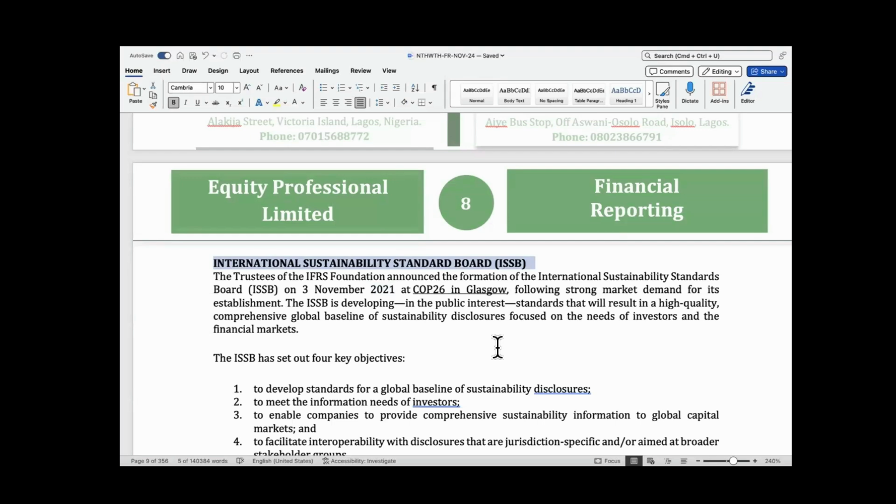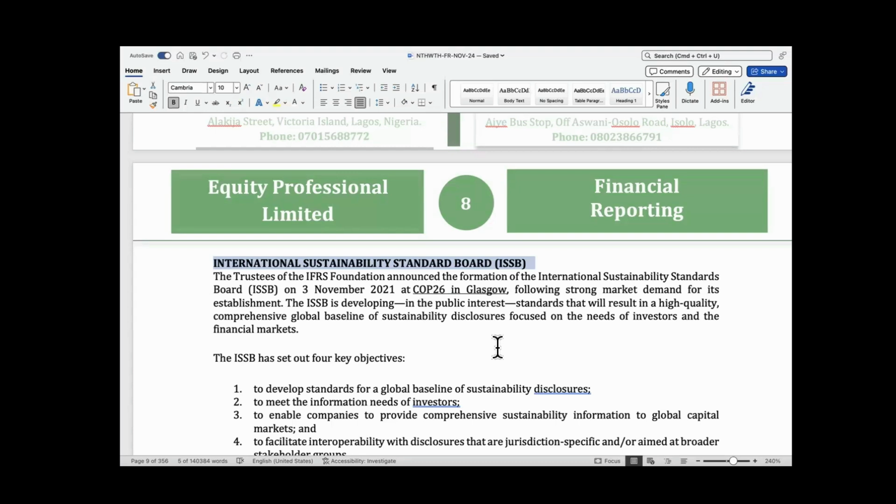So sustainability standards are beyond the scope of our syllabus in financial reporting. We'll talk about sustainability reporting when we get to corporate reporting, which is the next level of your exams. But I just need you to know that this body actually exists, right? And they issue standards on sustainability disclosures, right?